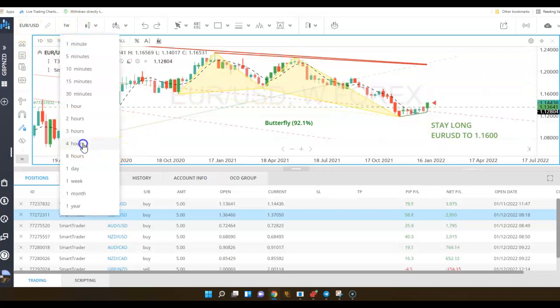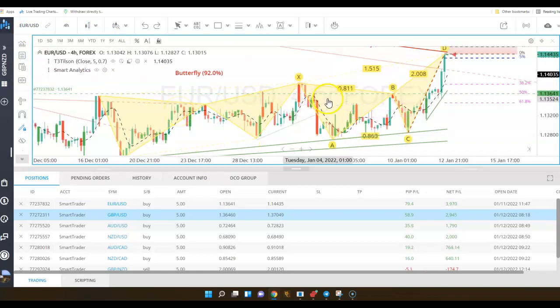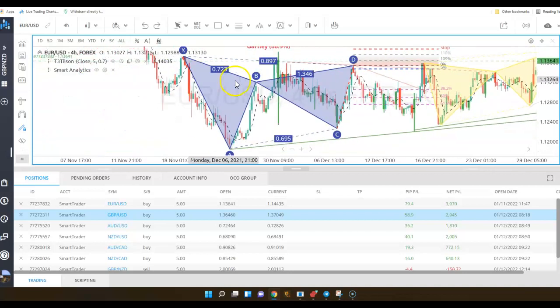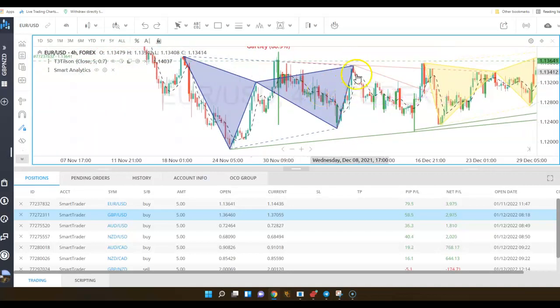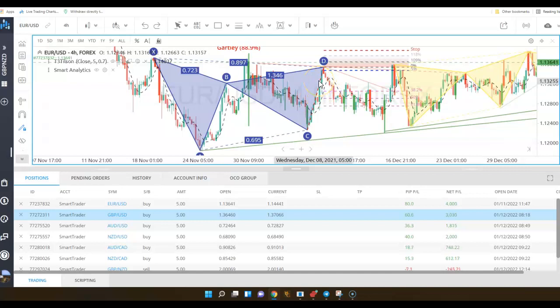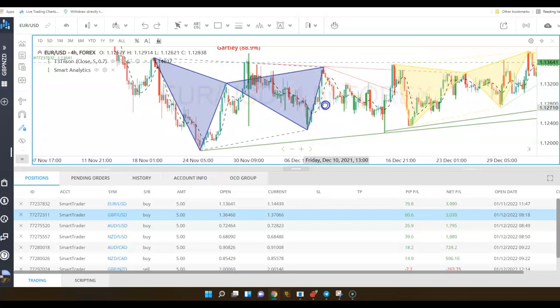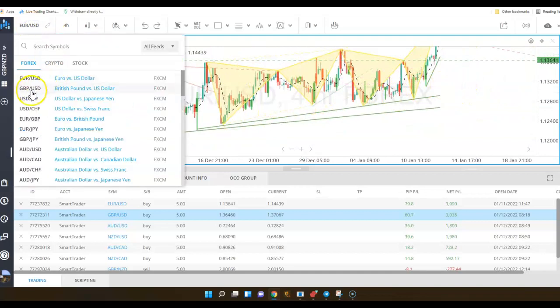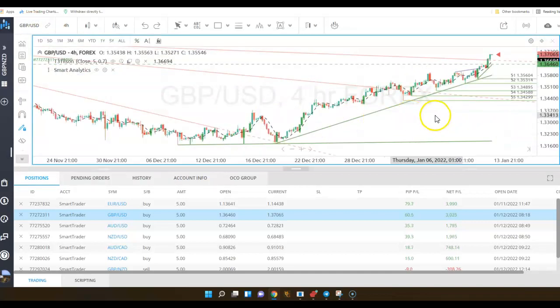Oftentimes you'll see harmonic patterns on smaller time frames. For example, on the 4 hour chart, here's one back in December, and notice that price did shoot all the way down to the target of the 61% retracement level right down here. So it's really important to have this in your arsenal of trading strategies.